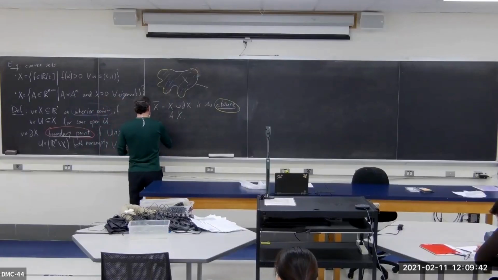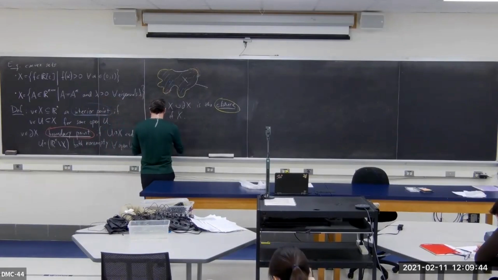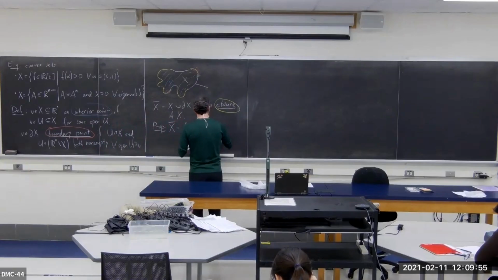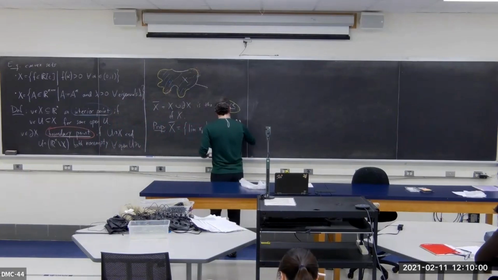So, proposition, and this is more or less what we proved a couple lectures ago, says that the closure of X is the set of limits of sequences of points in X. It's the limit of x_k such that the sequence x_k contained in X converges.